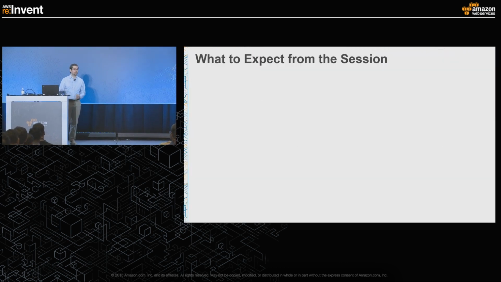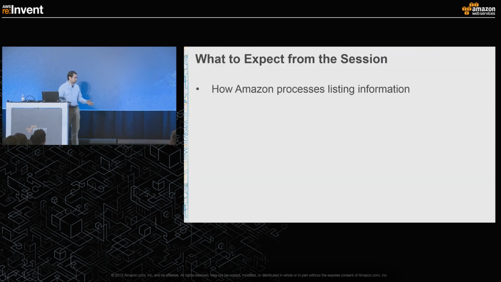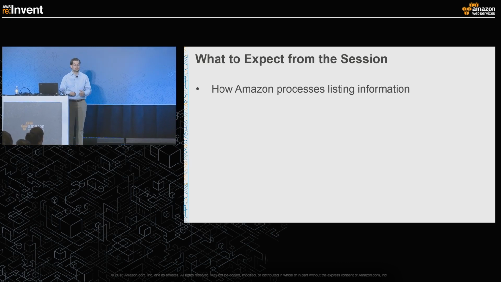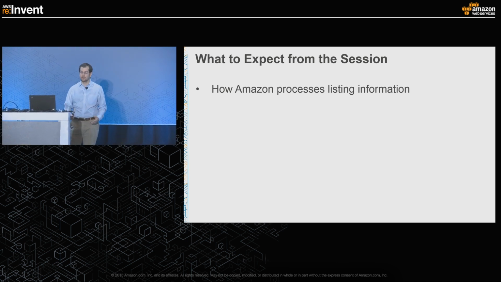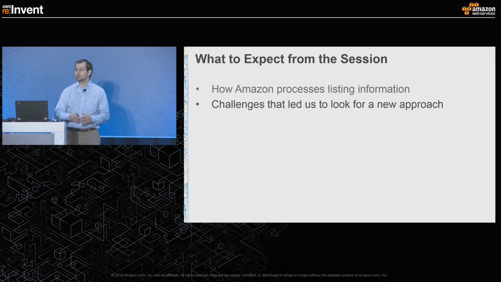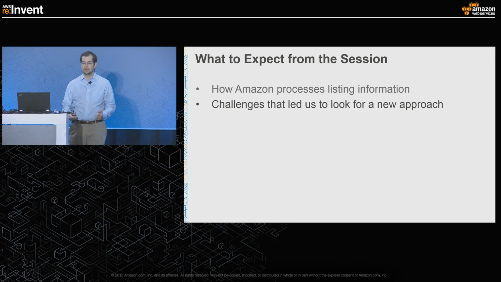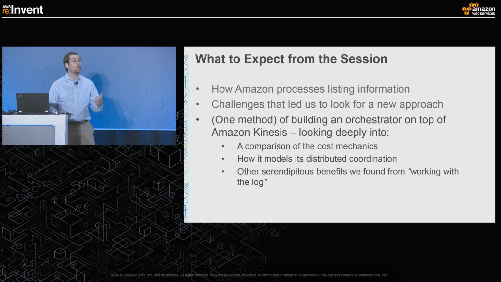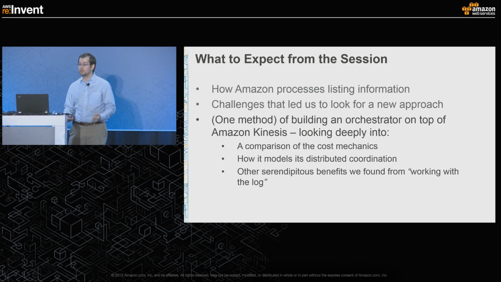So what I'd like to go through this session is, first of all, a little bit of background about how the Amazon retail business works in terms of how we actually take listing information in from our vendors and sellers. I'd like to go through the challenges that we faced as we've grown as a business and why we needed to do something differently. And then I'd like to dive into the method that we took and why we took it in terms of using Kinesis as our back-end orchestrator.